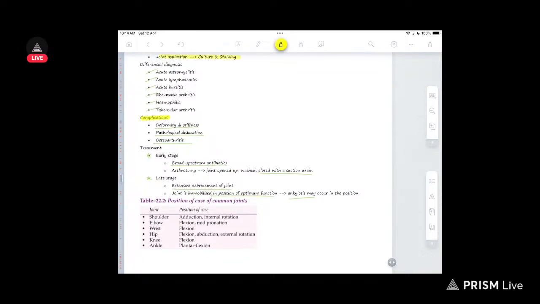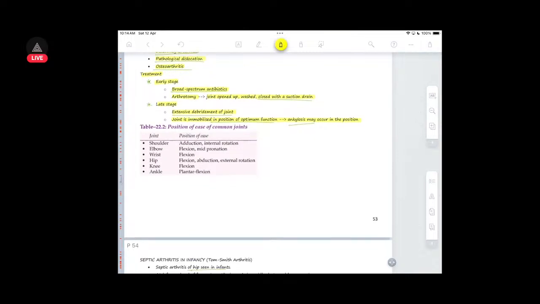Complications can be deformity and stiffness, pathological dislocation, and osteoarthritis. Treatment in the early stage: you have broad spectrum antibiotics, and you can do arthrotomy, in which the joint is opened up, washed, and closed with a suction drain. In the last stage, extensive debridement of the joint is done. The joint is immobilized in a position of optimum function, and ankylosis may occur in this position.